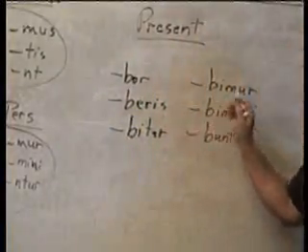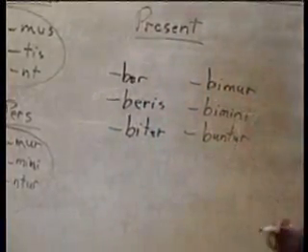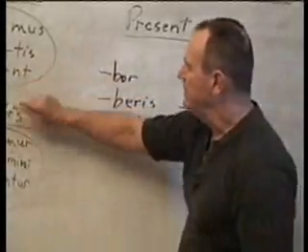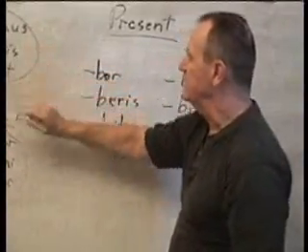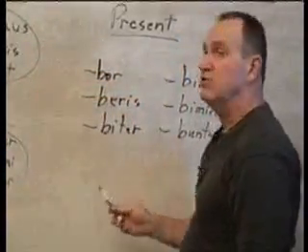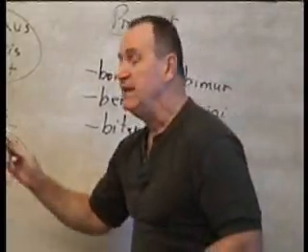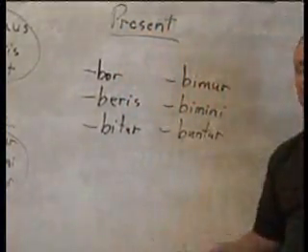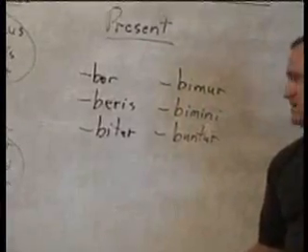Bore, beris, betur, bemore, bimini, buntur. Those are the passives. See how you're switching from here? Bo, bis, bit, bemus, betis, bunt, to bore, beris, betur. So if you know your active and you know these, then you know the passive. That's why we can teach these all in one lump in this presentation.